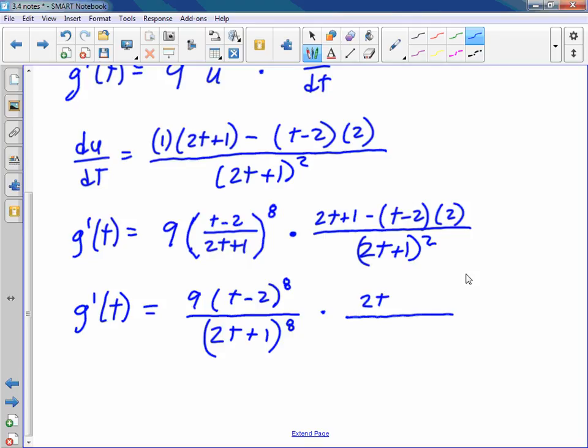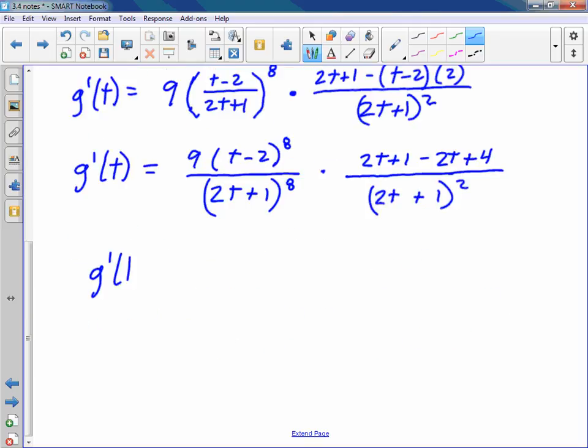We get 2t plus 1 minus 2t plus 4. Thank you. Over 2t plus 1. Gosh, that's ugly. That looks like plus plus. Over (2t plus 1) squared. We're almost done.